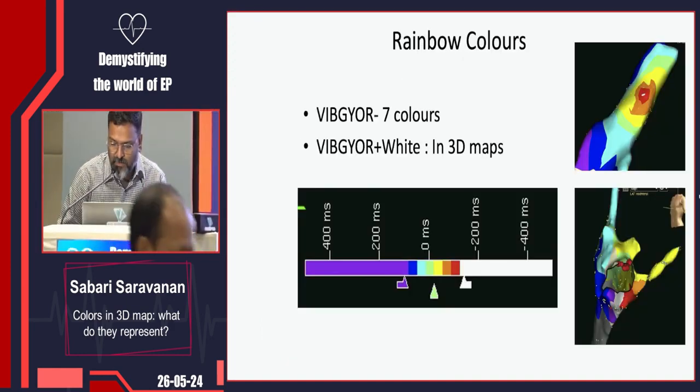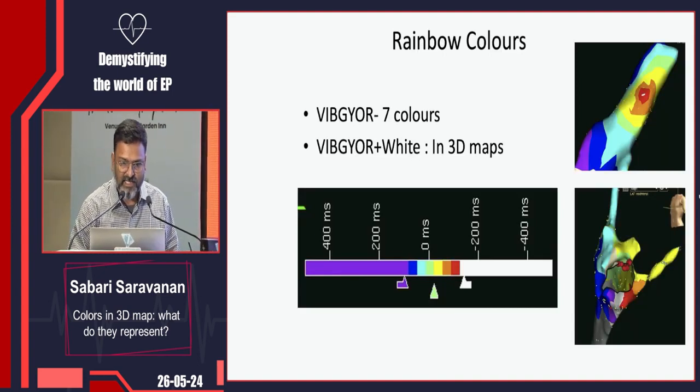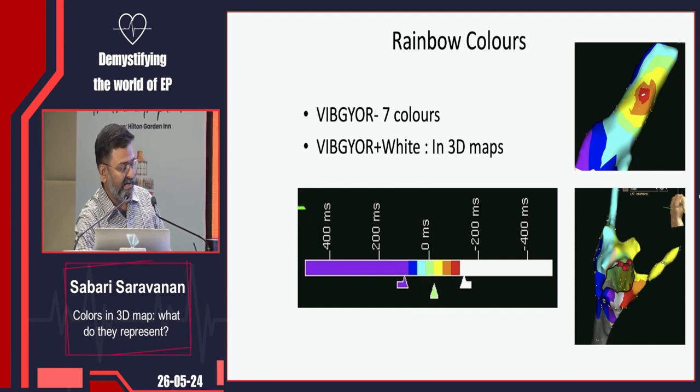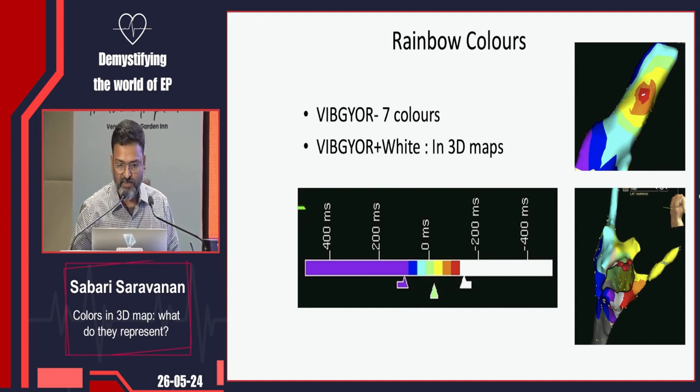Coming back to the topic, what do colors mean? Whatever the system, it all begins with the rainbow colors. You have the rainbow colors, preceded by a white color, in any of the 3D maps. So these are all the various colors which you will come across in the maps. And in the next 10 minutes, I would like to explain step by step how you can understand these colors and what they really represent.